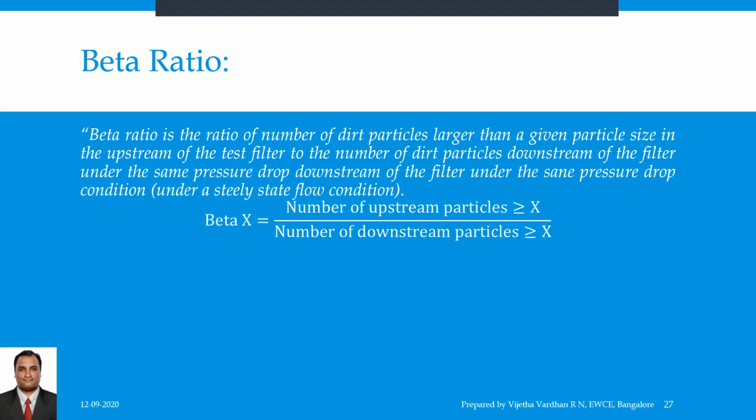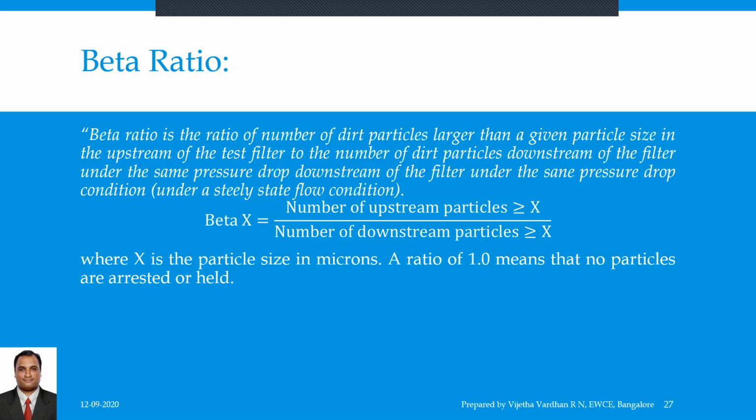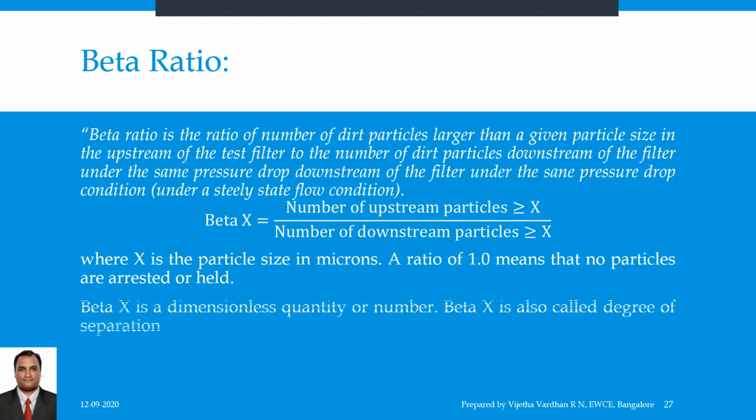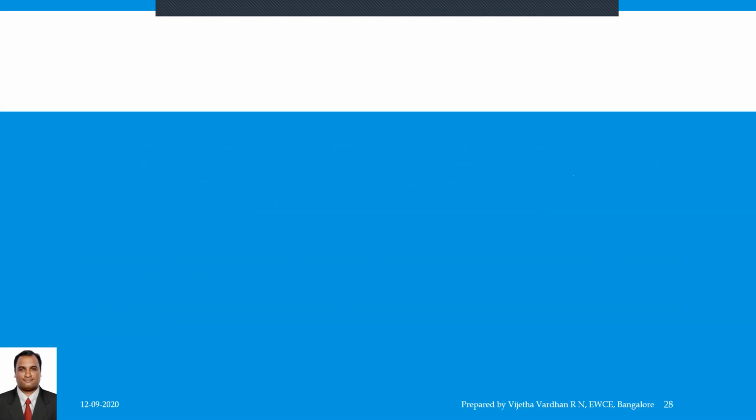Under the steady flow condition, mathematically, beta x is given as the number of upstream particles greater than or equal to x divided by the number of downstream particles greater than or equal to x, where x is the particle size in microns. A ratio of 1.0 means that no particles are arrested or held. Beta x is a dimensionless quantity or number. Beta x is also called the degree of separation.